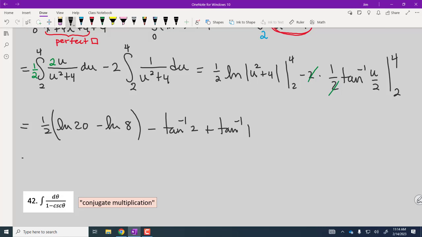So for our final, we can make this 1/2 natural log. How do you combine subtraction with logs? Turn it into division. So we can cancel a 4 out there, cancel a 4 out there, so we'll have natural log of 5/2, 20 over 8. Arctan of 2, can that be simplified? No.